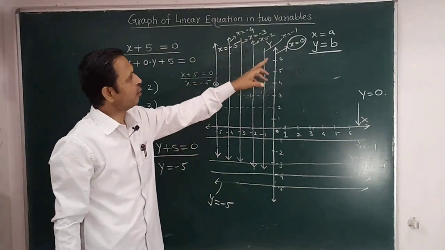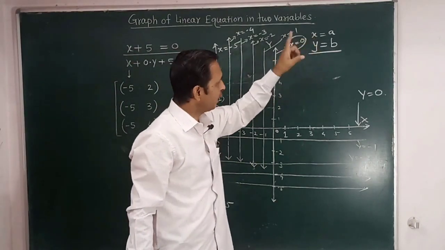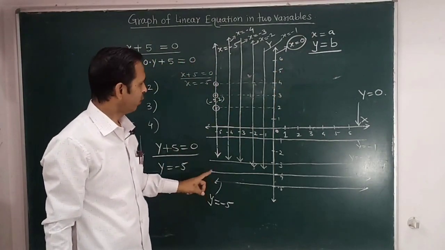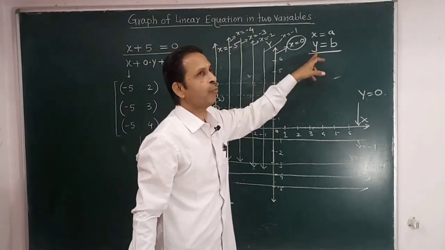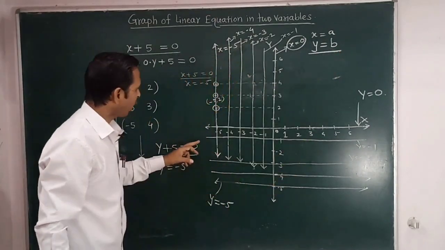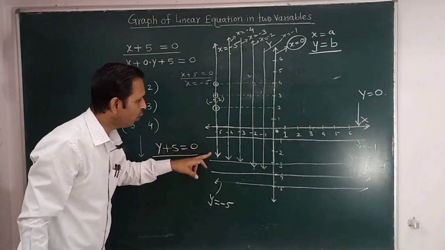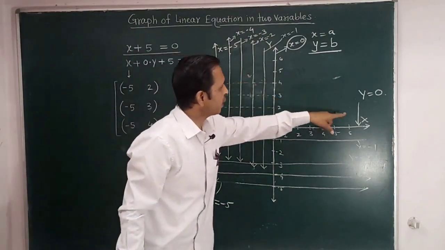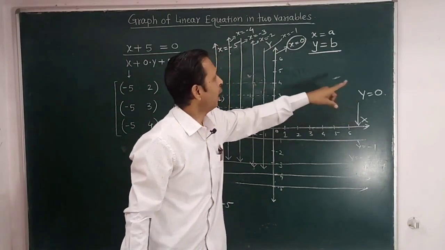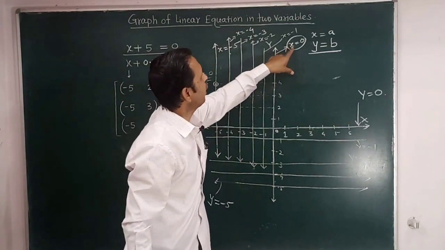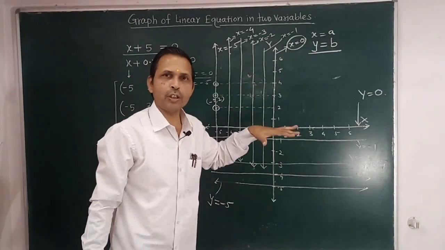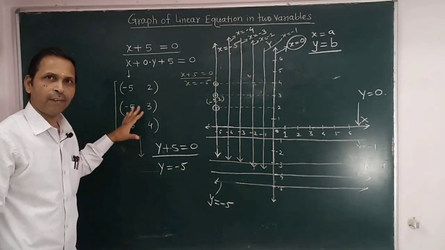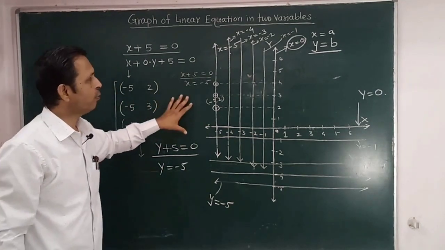Suppose the equation is in the form x is equal to a, then this line is parallel to the y-axis, and if the equation is in the form y is equal to b, then the graph of that equation is parallel to the x-axis, and the equation of the x-axis is y is equal to 0 and the equation of the y-axis is x is equal to 0. Now this is the important point, how to draw the graph of the linear equation in one variable.